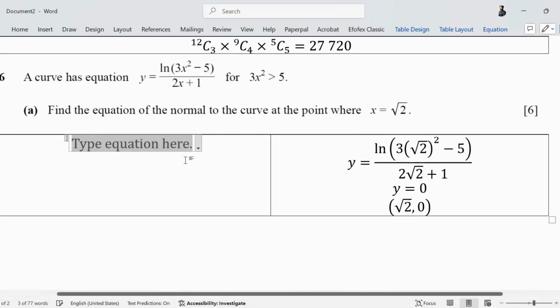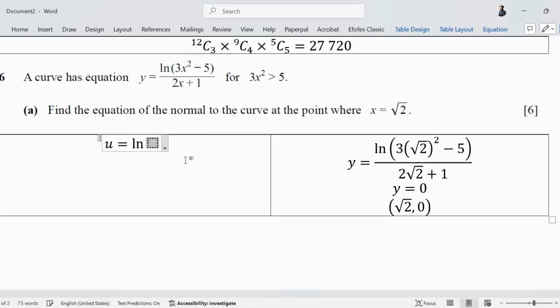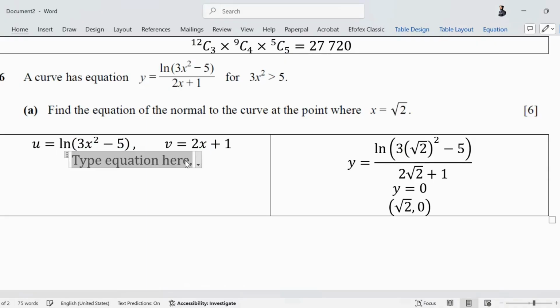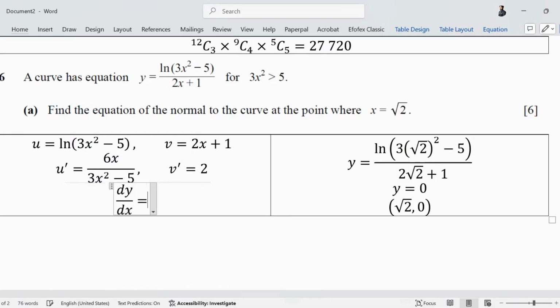Now for the gradient, how do I find the gradient of the normal? First I will differentiate. U is ln of 3x squared minus 5. V is 2x plus 1. U dash is the derivative of ln: in the denominator you get the function, in the numerator you write its derivative, 6x. And V dash is 2.